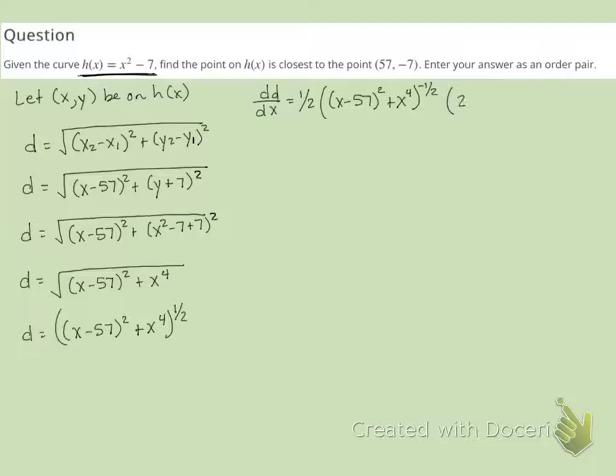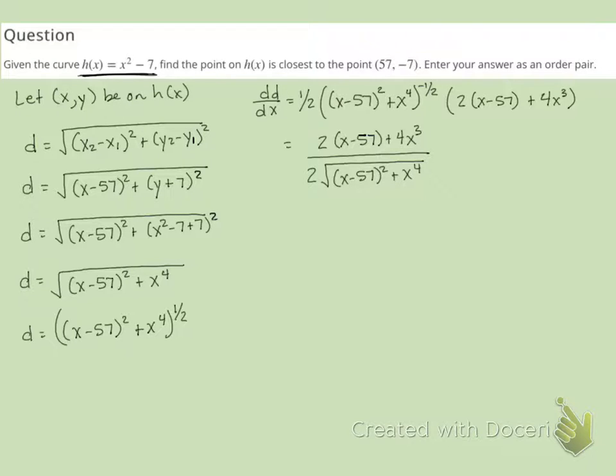So that will be 2 times this x minus 57, decrease that by 1. The derivative of the inside of this is just 1. And then the derivative of x to the 4th is 4x cubed. So now if I rewrite this, I'm going to have 2 times x minus 57 plus 4x cubed all over 2 times the square root of x minus 57 squared plus x to the 4th.